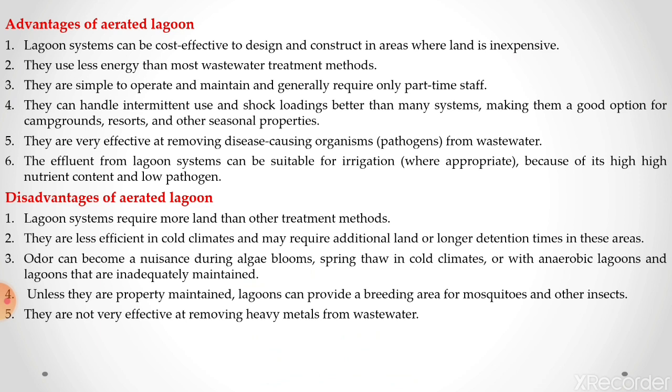Whereas the disadvantages are: lagoon systems require more land than other treatment methods. They are less efficient in cold climates and may require additional land or longer detention time in these areas. Odor can become a nuisance during algal blooms, spring thaw in cold climates, or with anaerobic lagoons and lagoons that are inadequately maintained. Unless they are properly maintained, lagoons can provide a breeding area for mosquitoes and other insects. They are not very effective at removing heavy metals from the wastewater.